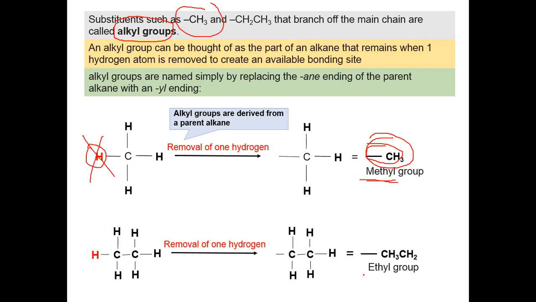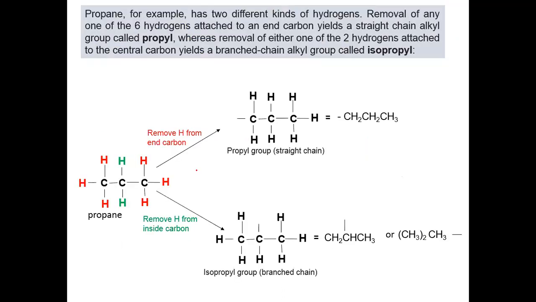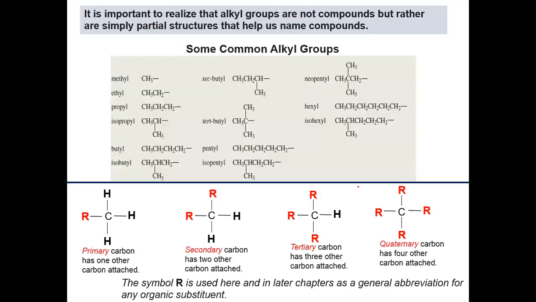The same thing applies to the ethyl group. We remove one hydrogen here, so it's going to be an ethyl group. Now, the same thing with propyl. If we remove this hydrogen, it's going to be a propyl group. If we remove this other hydrogen, it's going to be an isopropyl group, because we're doing it from the middle of the propane.